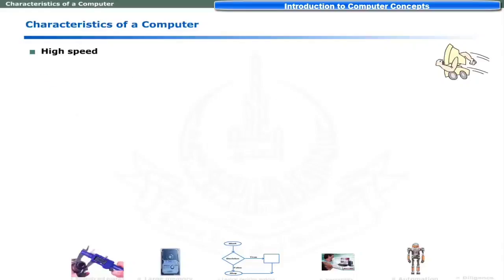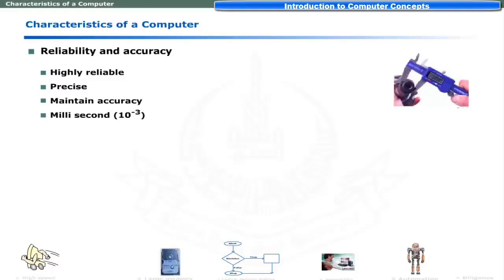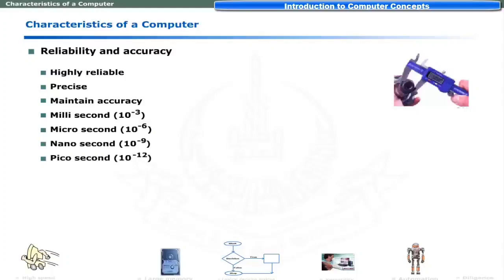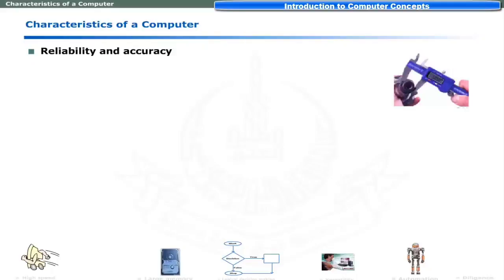Second and the most important feature of computer is reliability and accuracy. The results of computers are highly reliable and precise. Computers maintain accuracy within a millisecond, microsecond, nanosecond, picosecond, or any level of required precision. These are also accurate up to many decimal places in mathematical calculations. High accuracy and reliability is because a computer works on electrical pulses that rarely fail to convey correct information.